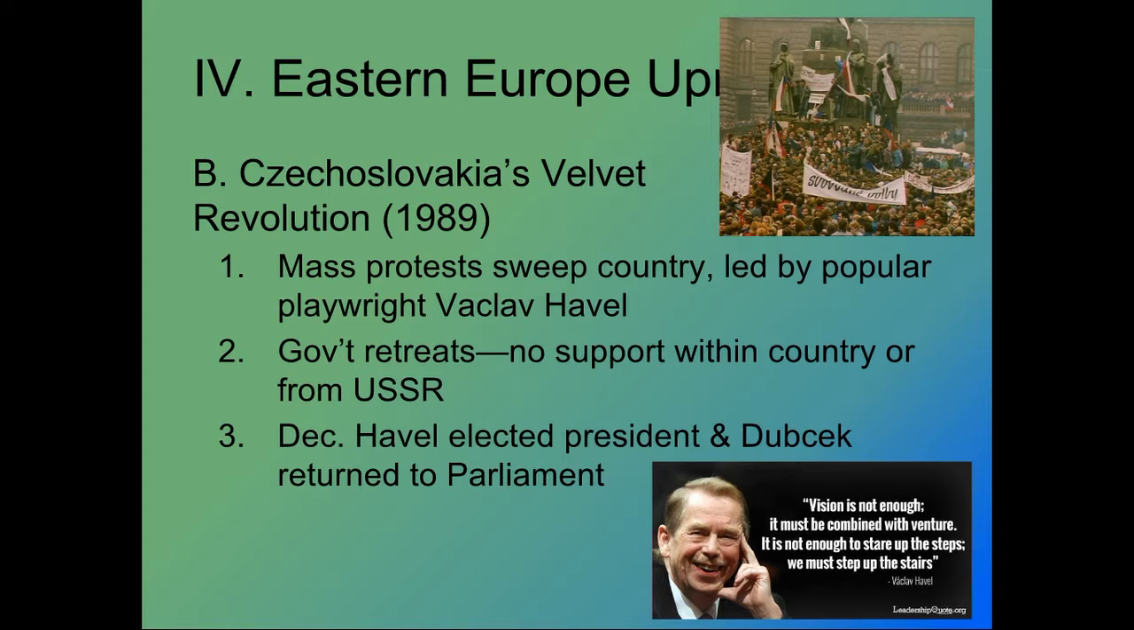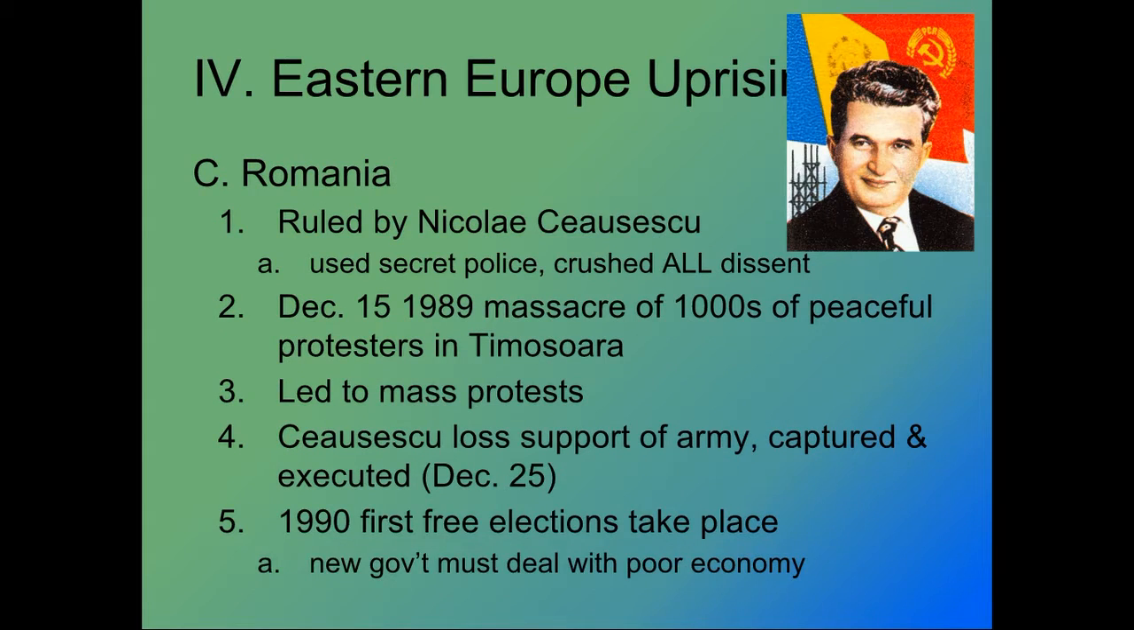So now we've seen two governments in which the people have taken to the streets and the people have demanded change. Unfortunately, now we're going to see a somewhat different story, and that's going to be in Romania. So Romania is ruled by a terrible dictator by the name Nicolae Ceausescu. He is brutal. He will not allow any dissent, any disagreement, any opposition.